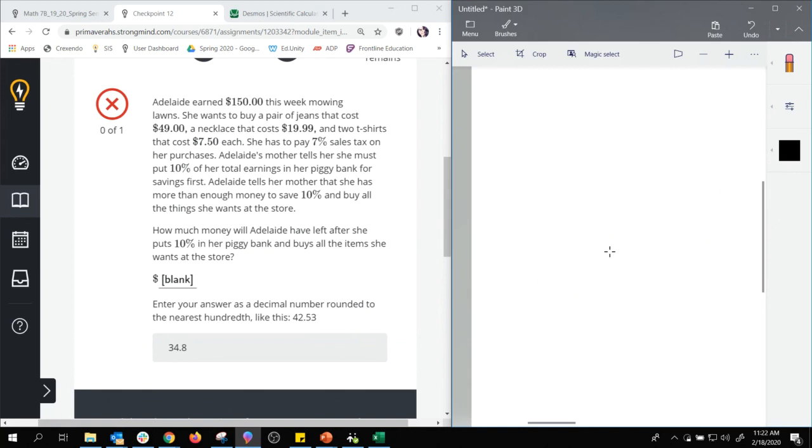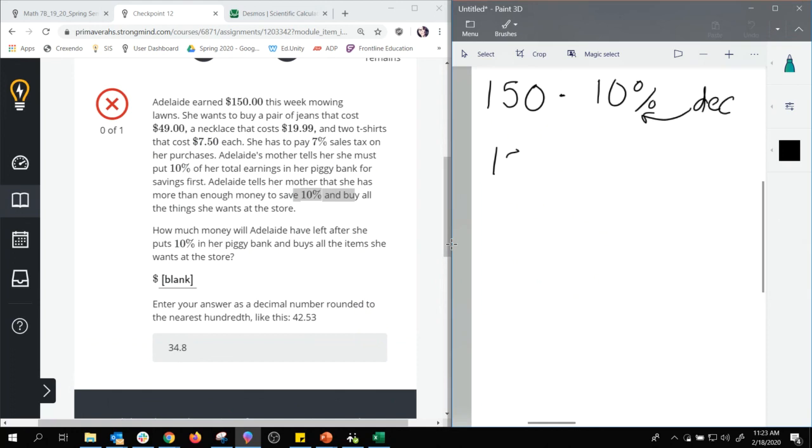Okay. All right. So, like Natalie said, first she has to do the 10% thing, where she needs to take 10% of the money that she earned and put it into her piggy bank. So, how much money did she earn this week? 150. Perfect. So I'm going to take 150 and multiply it by 10%. But remember, 10% needs to go to a decimal, which is going to be 0.1. So I have 150 times 0.1.